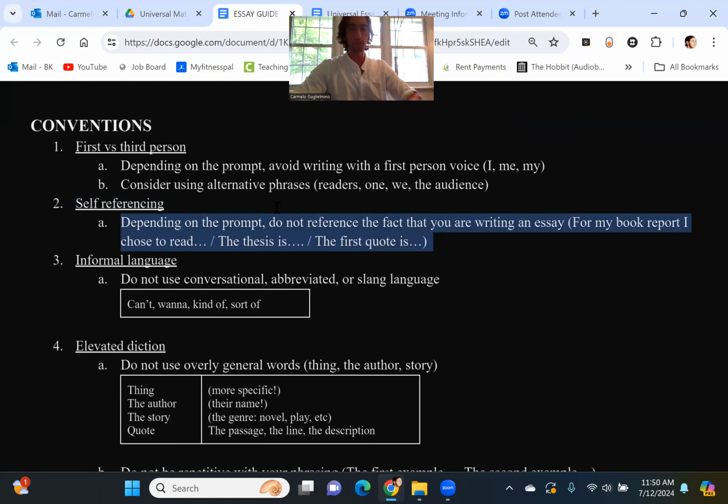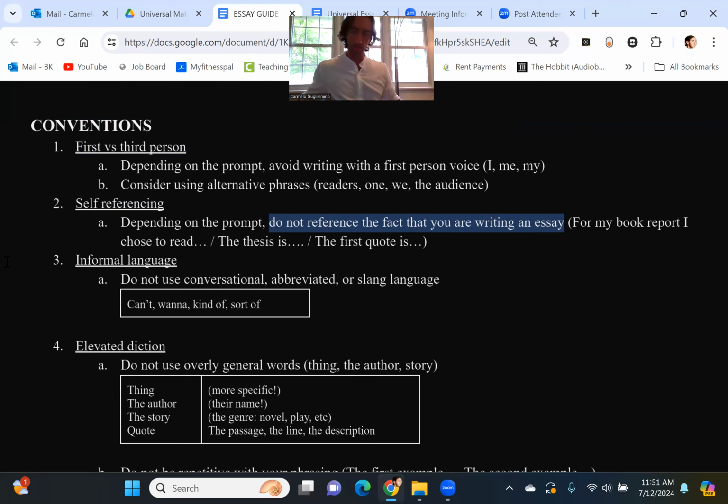Again, depending on the prompt, do not reference the fact that you are writing an essay. Do not sit down and say, for my book report, I chose to read this, and my thesis is this, and my first quote is going to be this. Don't literally write that out. That is a very low-level understanding of how to articulate yourself.